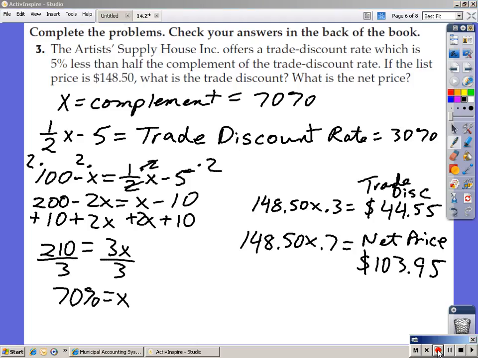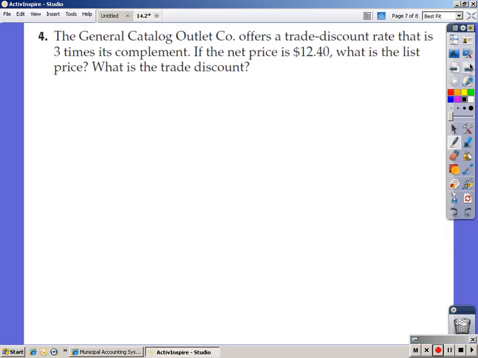Okay, let's go ahead. Let's look at problem number 4 of your homework. That was 3 of your homework. Here's number 4. The General Catalog Outlet Company offers a trade discount rate that is 3 times its complement. If the net price is $12.40, what is the list price? What is the trade discount? Okay? Press pause, work it out, and play when you're ready.